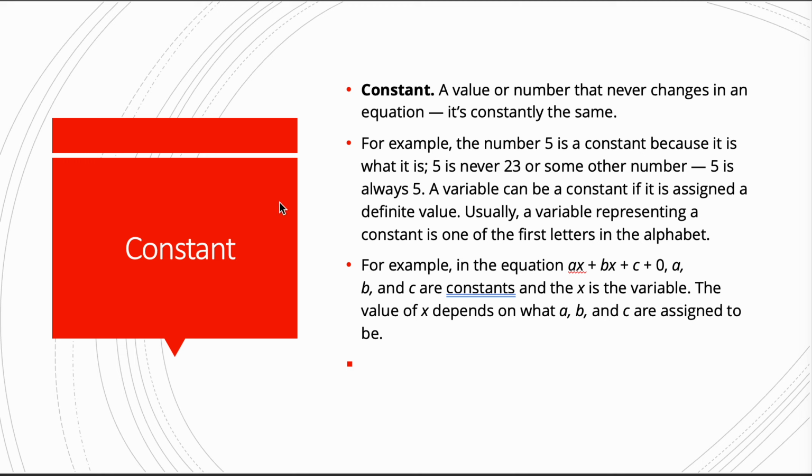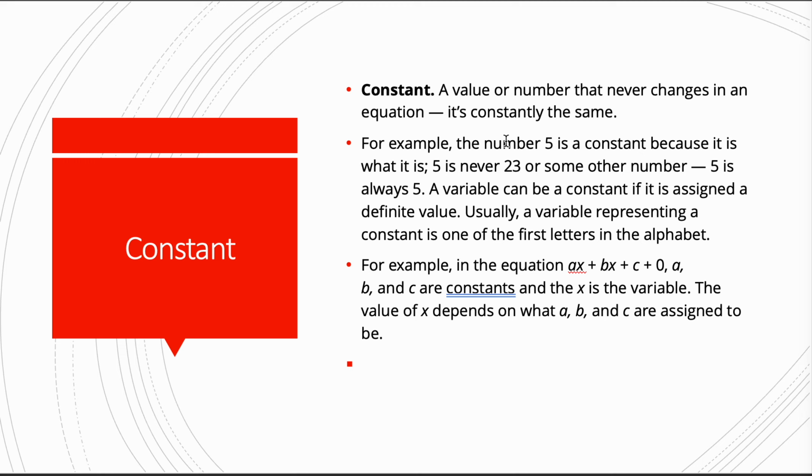As I have mentioned earlier, a constant is a value or number that never changes in an equation. So for example, here ax plus bx plus c, a, b and c are constants. They are numbers or coefficients given to the variable x. The value of x depends on what a, b and c are assigned to be.